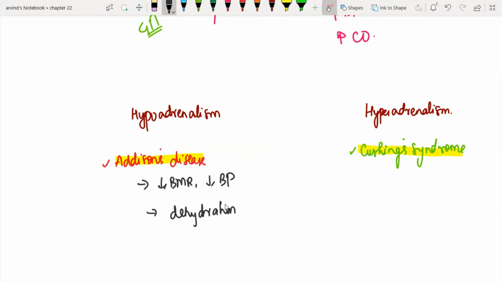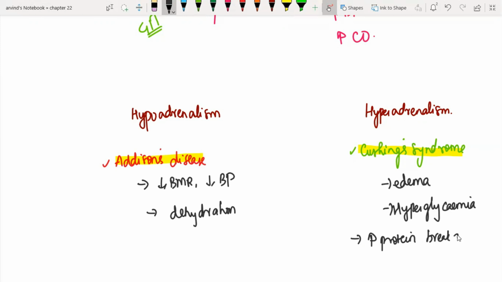Similarly, if we talk about Cushing's syndrome, there is going to be edema. Already seen in thyroid, what is edema? Accumulation of fluid in the interstitial spaces. Because of that, there can be puffiness of the face, swelling all over the body and all that. Then there can be hyperglycemia, because we saw it has got a hyperglycemic effect, and then there can be increased protein catabolism, etc. So these are some symptoms with respect to hyperadrenalism.